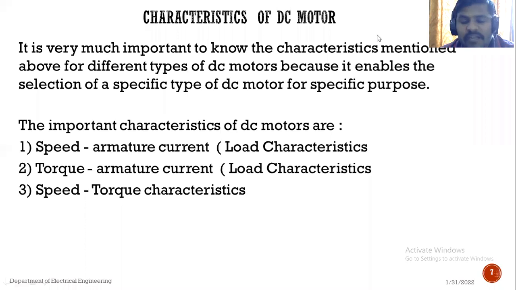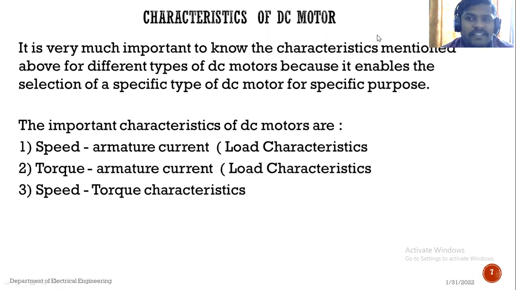Similar to the DC generator, the characteristics in the case of a DC motor are also important. By understanding the characteristics of the DC motor, we are able to tell the behavior of the DC motor, or some of its properties, like mechanical characteristics, electrical characteristics, or different types of characteristics. According to this, we are able to tell some of the performance of that DC machine.